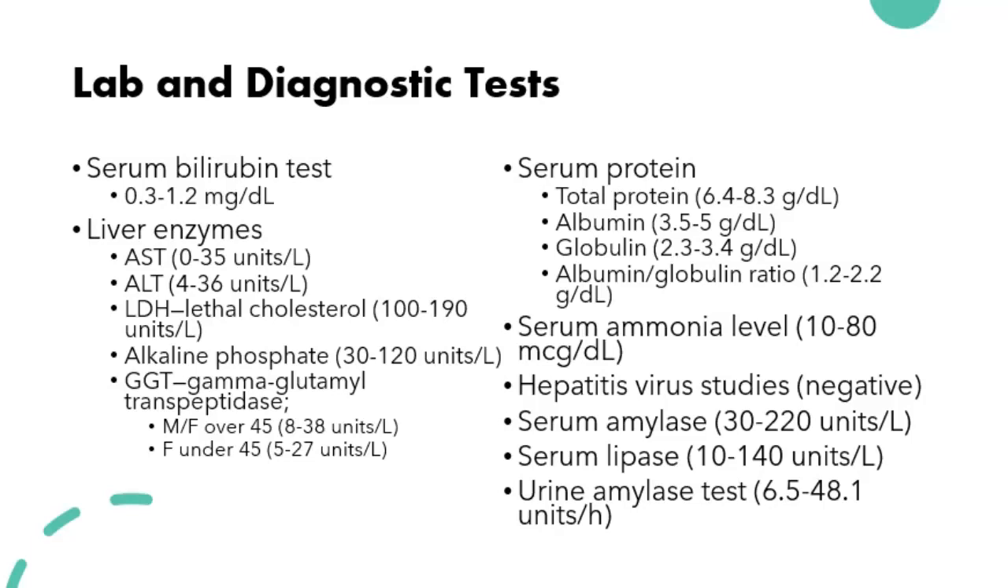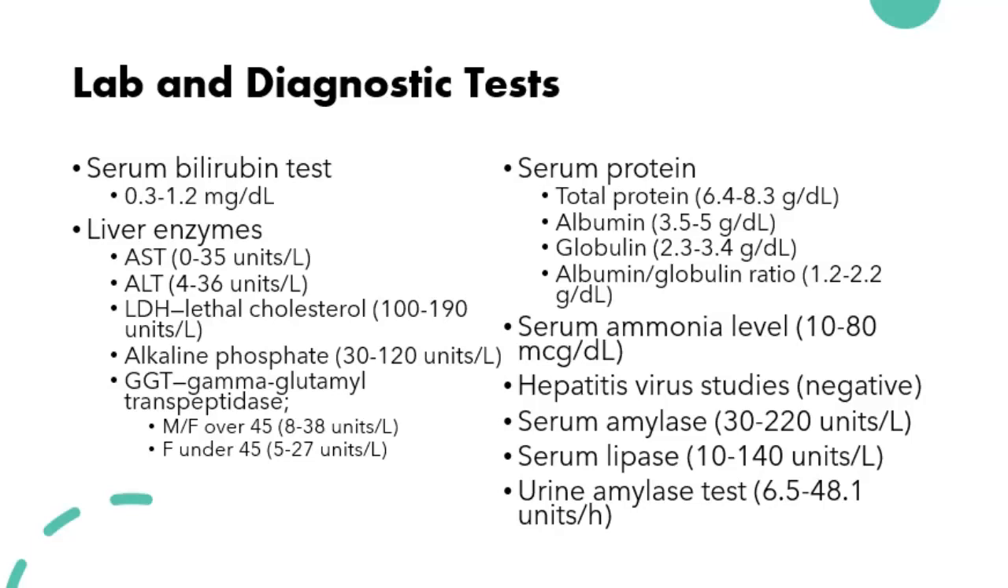Jaundice, which is the yellow coloring of the skin, is caused by high levels of bilirubin, and it's usually seen when the bilirubin is greater than 2.5. Before the bilirubin test, patients should be NPO.